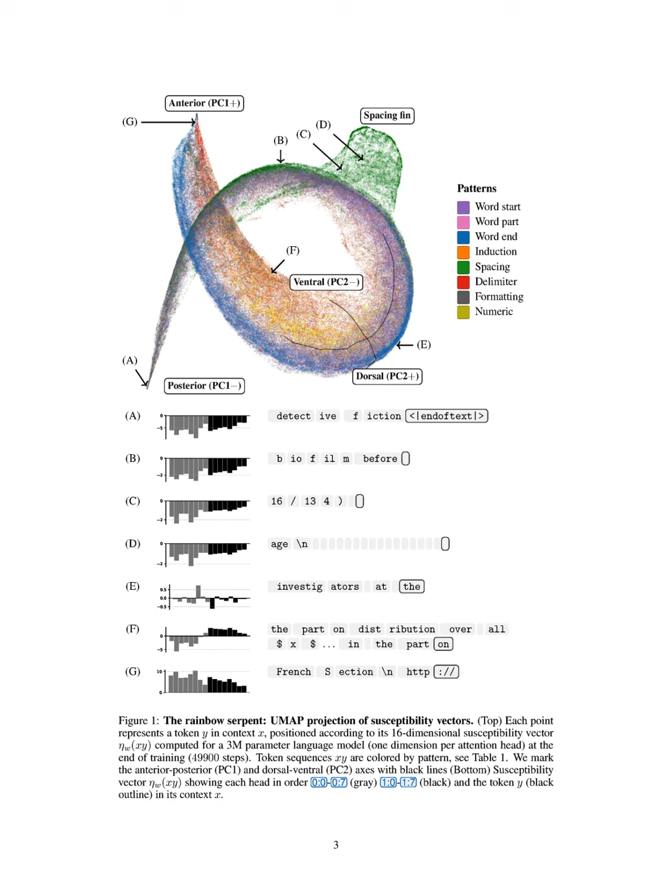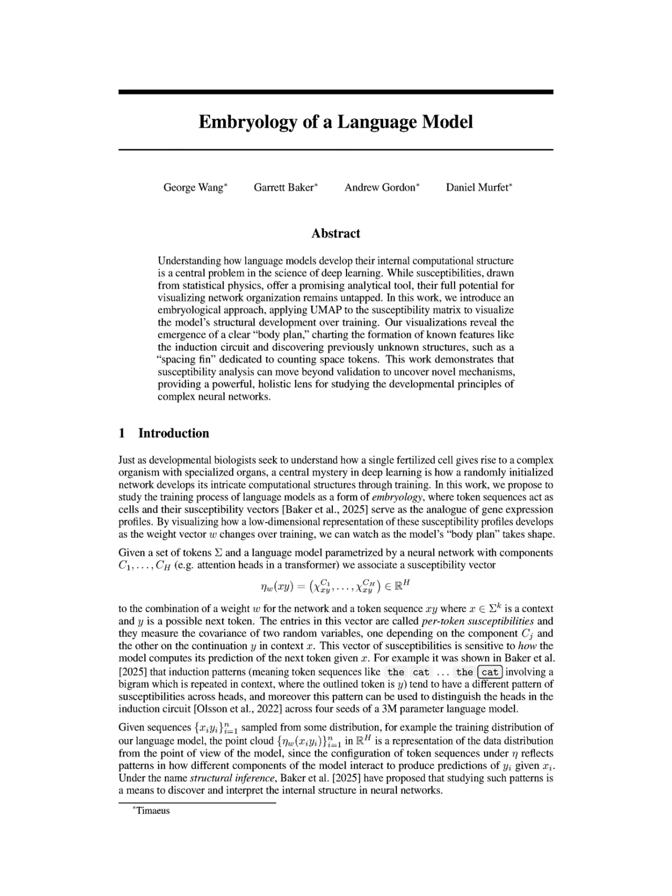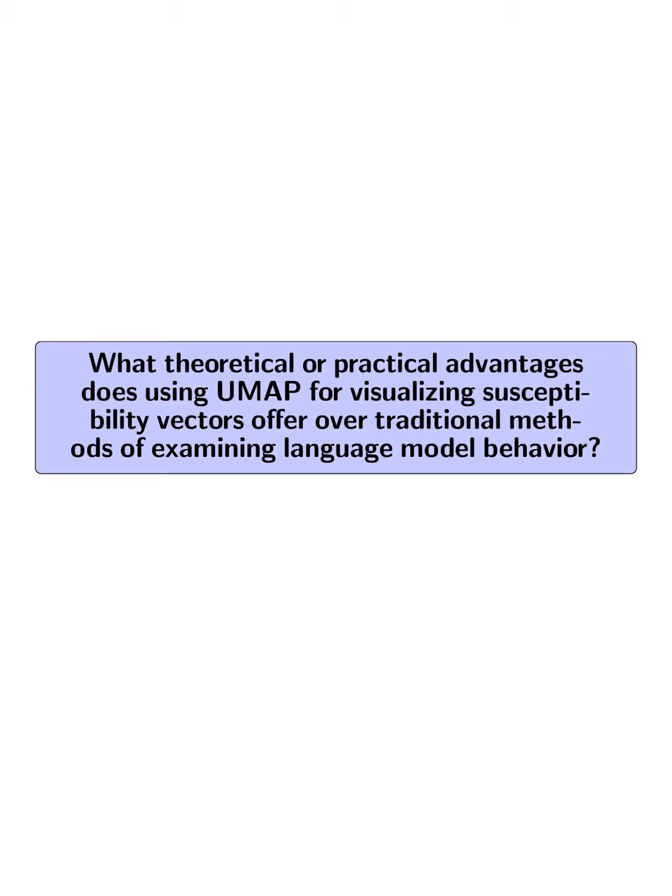For example, if chi_C_J_XY is positive, it suggests that component C_J is involved in suppressing the prediction of Y, while a negative value indicates that it is expressing the prediction. Thus, the susceptibility vector provides insight into how different parts of the model contribute to the prediction of the next token based on the context. What theoretical or practical advantages does using UMAP for visualizing susceptibility vectors offer over traditional methods of examining language model behavior?